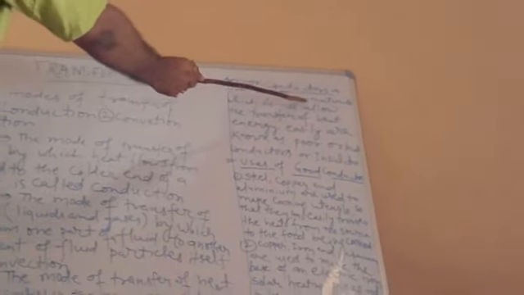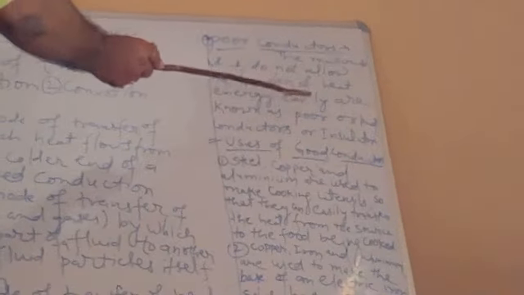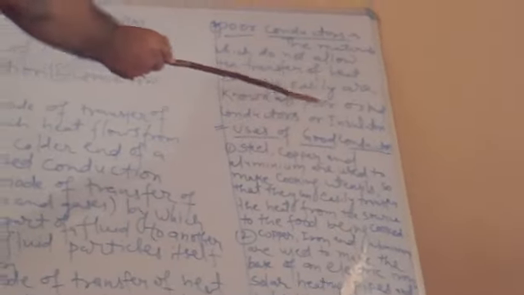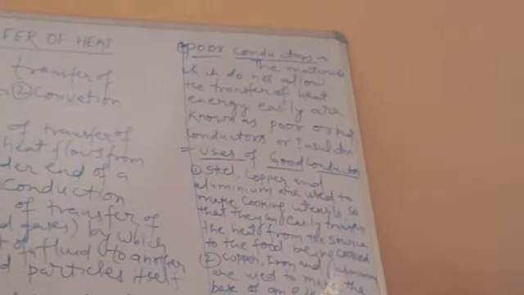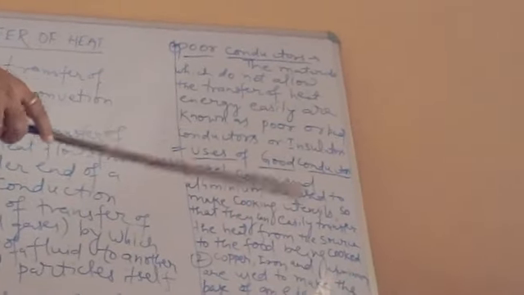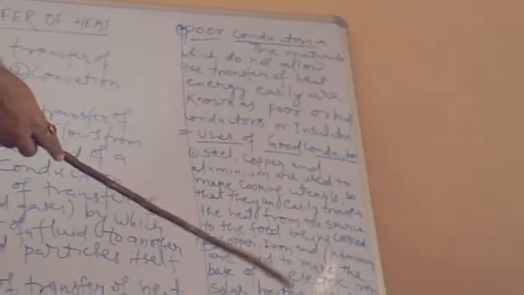Whereas to whom we call as poor conductors, the materials which do not allow the transfer of heat energy easily are known as poor or bad conductors or insulators. Now, I hope that you understood that the materials which allow easy transfer of heat are the good conductors, and the materials which do not allow the transfer of heat energy easily are called poor conductors.